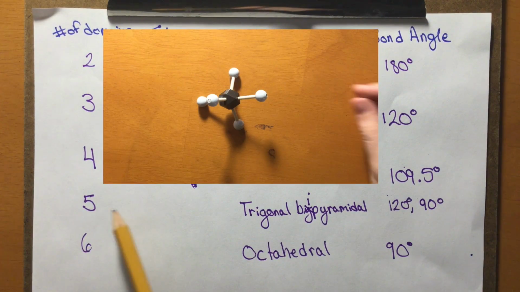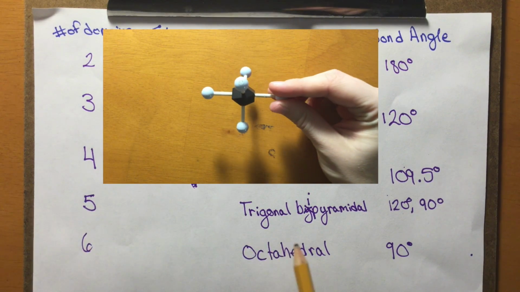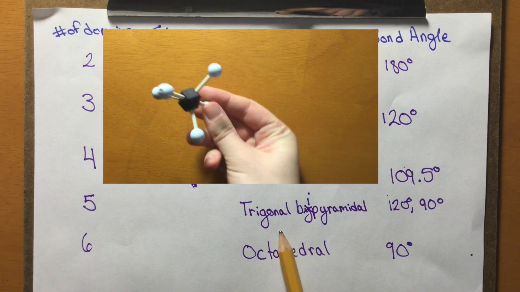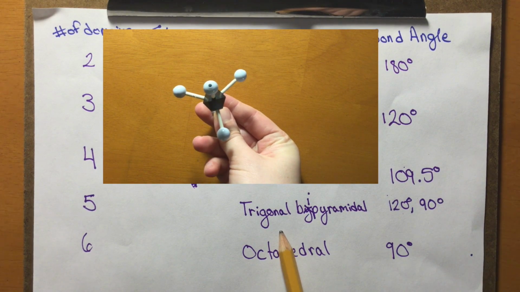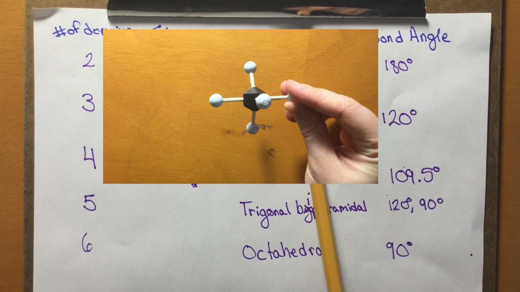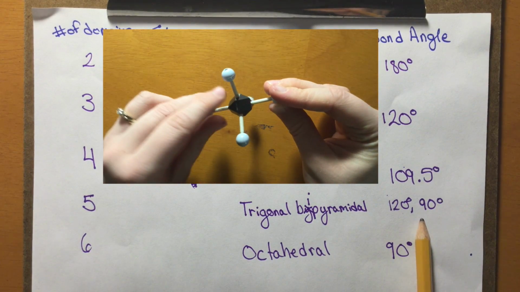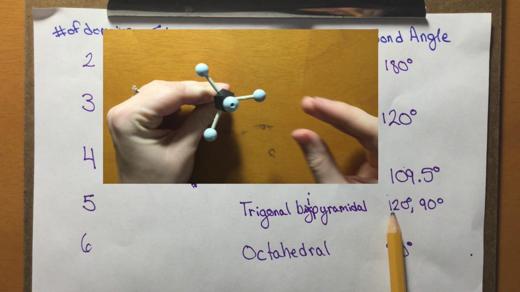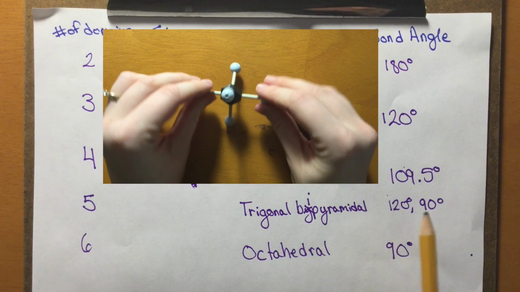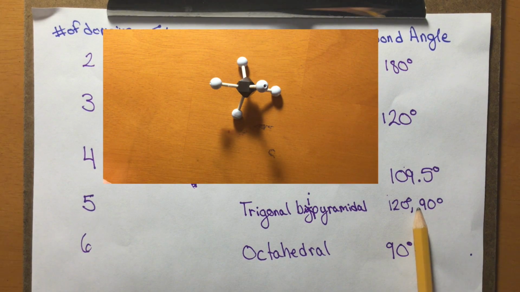Our next shape has 5 electron domains and might be new to some of you, and this is called trigonal bipyramidal. So what you'll see is 2 kind of antennas poking out of the outside and a planar triangular shape along the center. That's going to result in 2 bond angles. The first bond angle is 120 degrees between the planar triangular and 90 degrees between the 2 kind of antenna sides and the center.